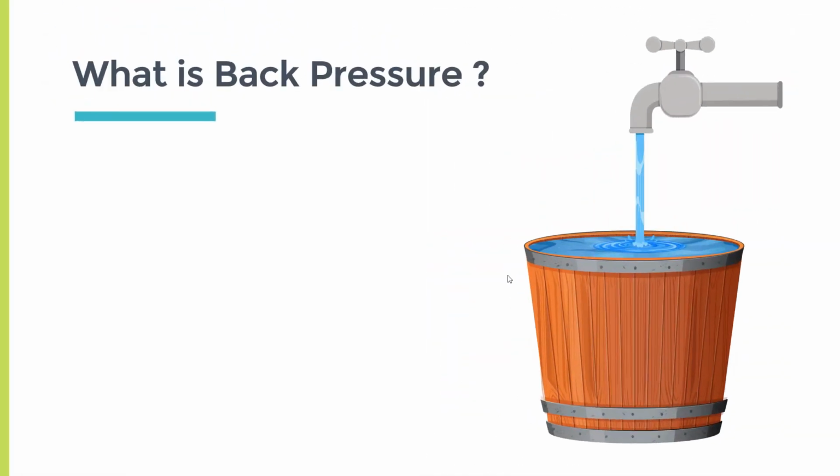Hello and welcome back. In this lecture, we will see what is back pressure. So let's first understand back pressure using a real world example. Here we have one bucket to fill with water, and we have one source of water. Here we have one water tap, and here we have one handle to either start or stop the flow of water. Also, we can increase or decrease this water flow.